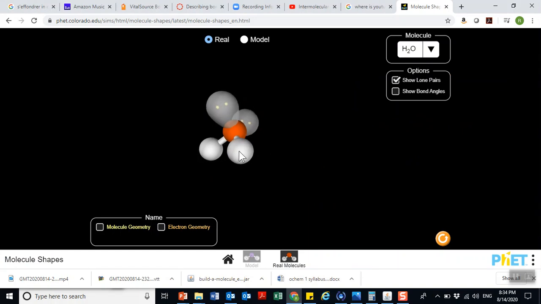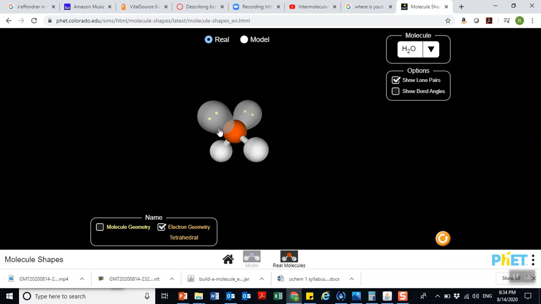If, for instance, we have a water molecule, the water molecule has an oxygen with two lone pairs, and then it also has two hydrogens down here. So it has four different groups around the central atom, and we call that electron geometry tetrahedral. The bond angle is 109 degrees.